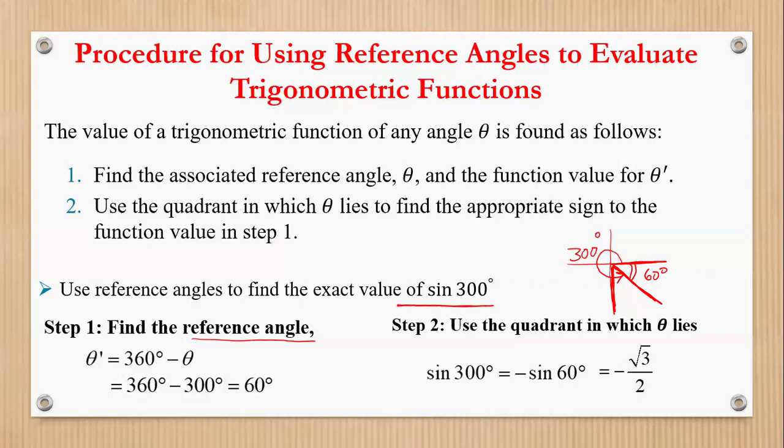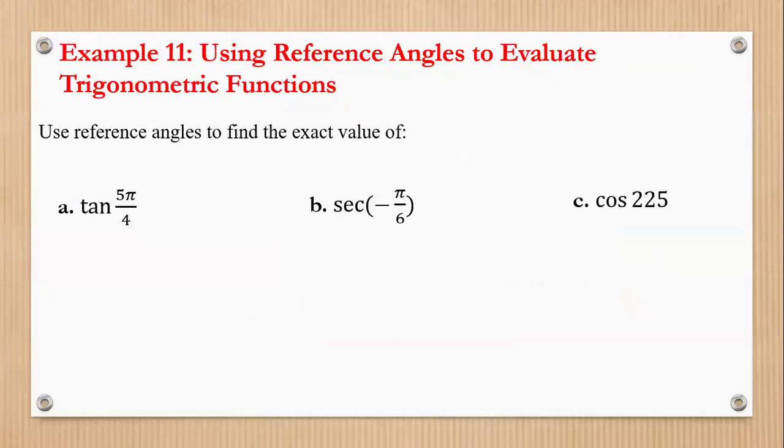This is how we use reference angles to find other angles. So that's why I told you that you don't have to memorize all of the angles. If you know 30 degrees, 60 degrees, and 45 degrees, you can find a lot of other angles as well.